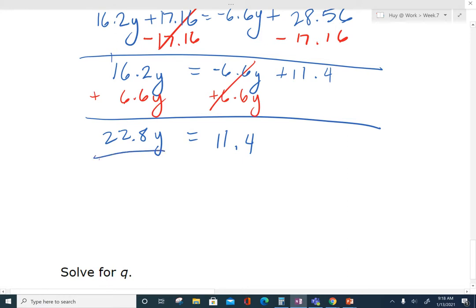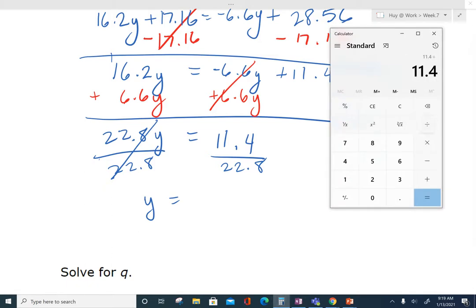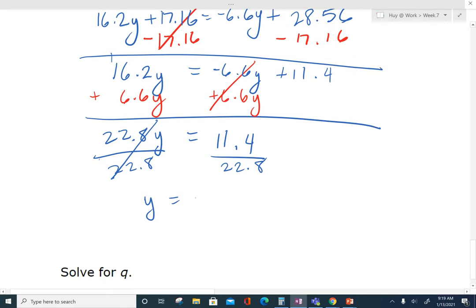Here, let's divide both sides by the number next to the y. So it's 22.8. So that 22.8 cancels out. And then we're only left with y equals 11.4 divided by 22.8. And that's 0.5.